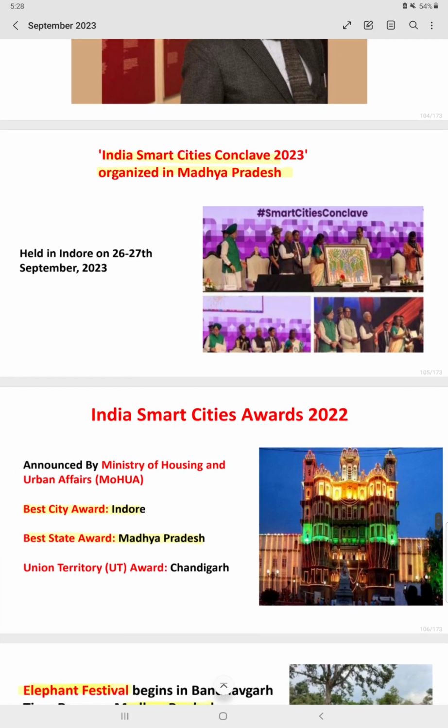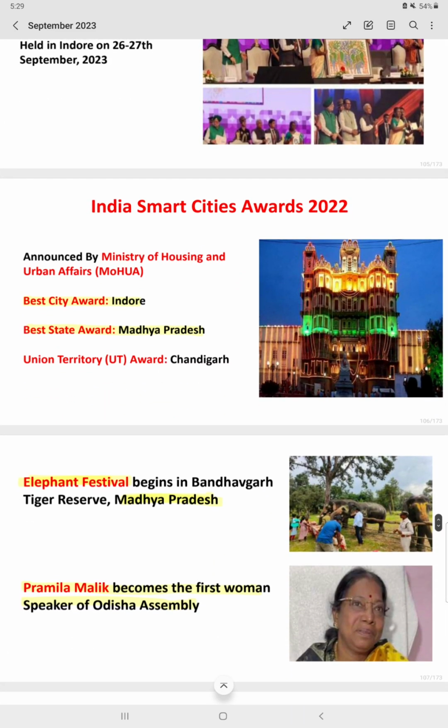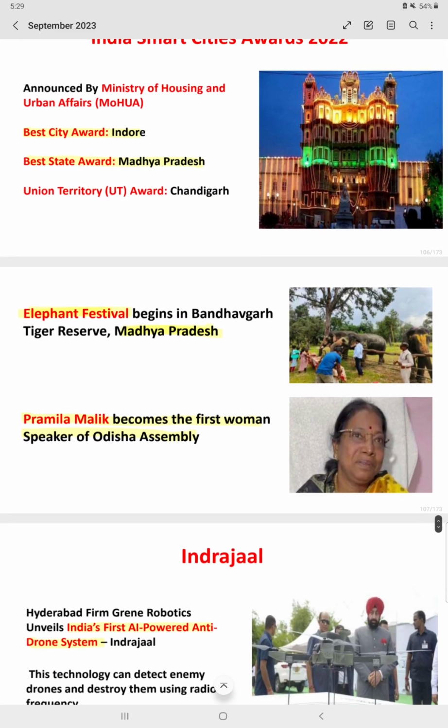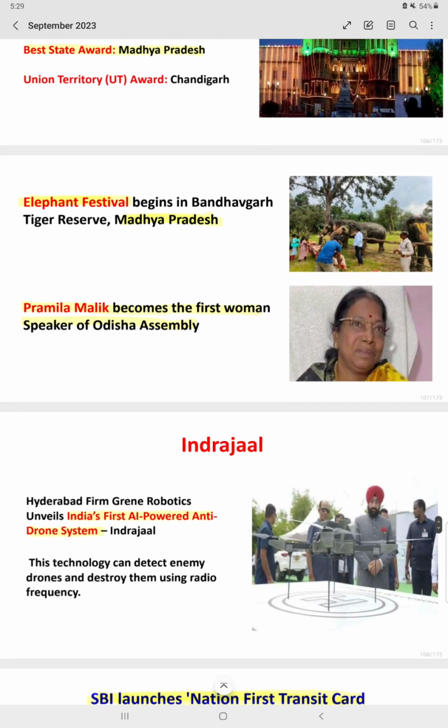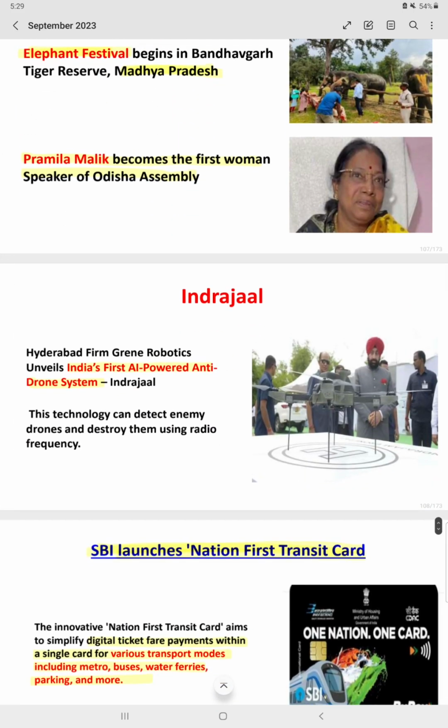Then India Smart Cities Conclave, where was it held? Madhya Pradesh, because they got that award, so they hosted that one. And what is the best city? Madhya Pradesh means Indore only. Then we have the Elephant Festival. This one is also in Madhya Pradesh. Then we have Pramila Malik, the first woman speaker of Odisha.